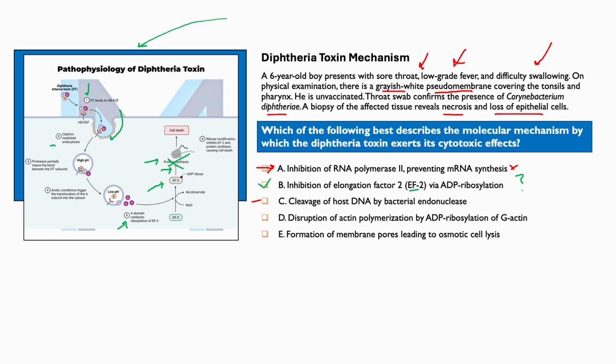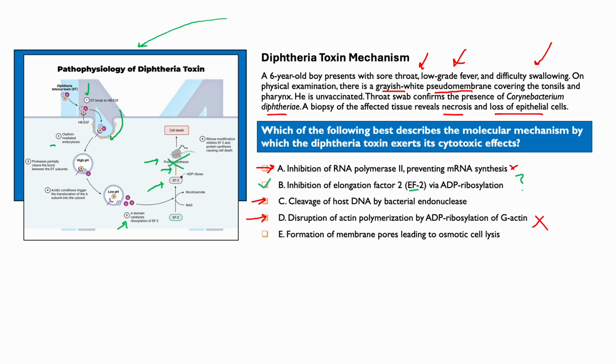What about C, cleavage of host DNA by bacterial endonuclease? Well, this is not a mechanism used by the diphtheria toxin. The DNA cleavage by endonucleases may be seen in, for example, bacterial invasion mechanisms or certain toxins like E. coli, for example, but not here. And alternative D, disruption of actin polymerization by ADP-ribosylation of G-actin. This describes the Clostridium botulinum C2 toxin and Clostridium difficile toxin AB, which targets actin via ADP-ribosylation, disrupting the cytoskeleton. So the mechanism is sort of correct on this alternative, but it's the wrong target and wrong pathogen.